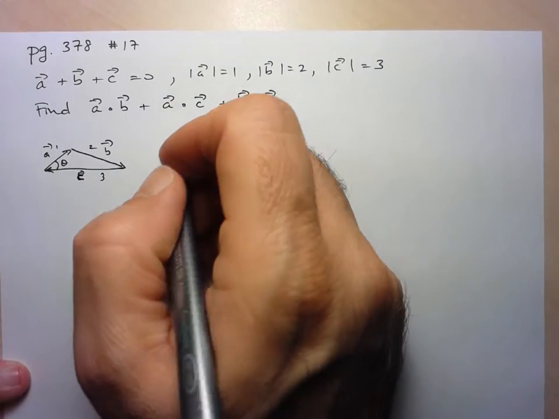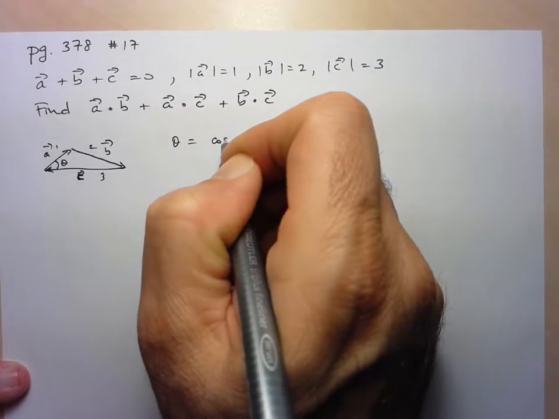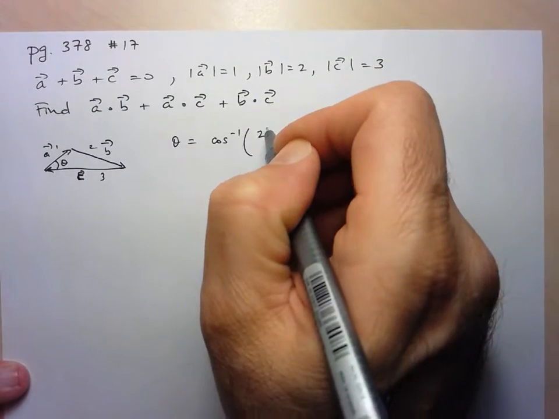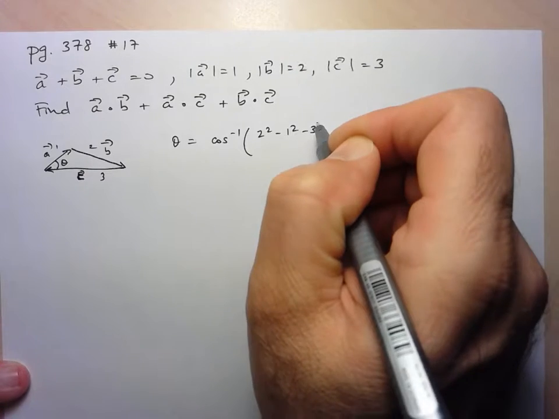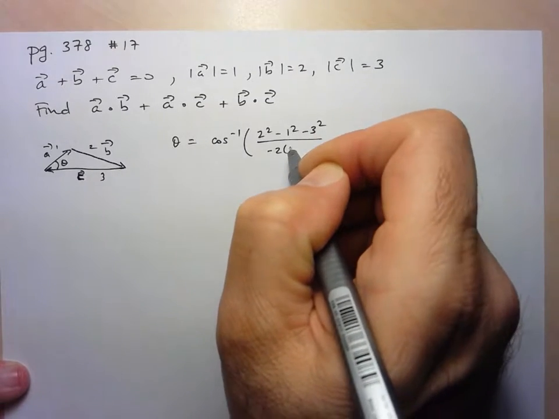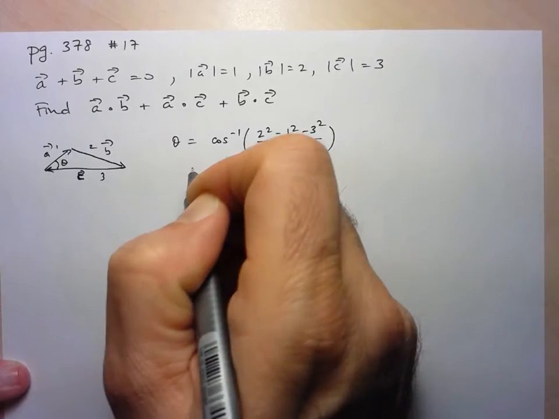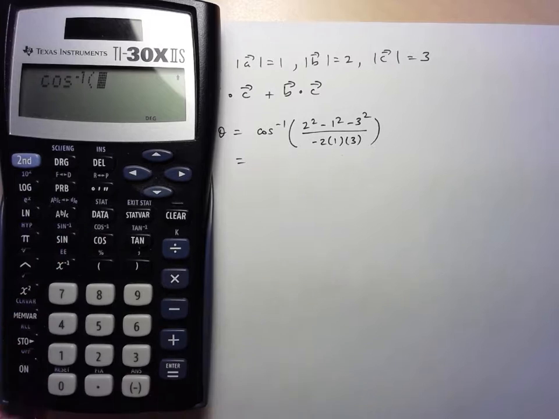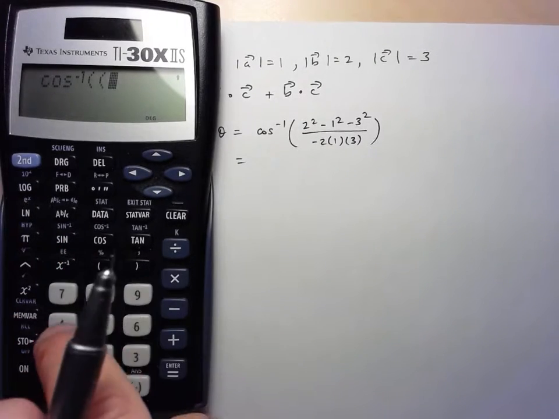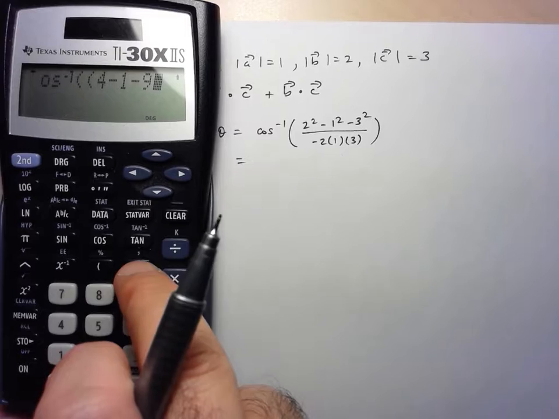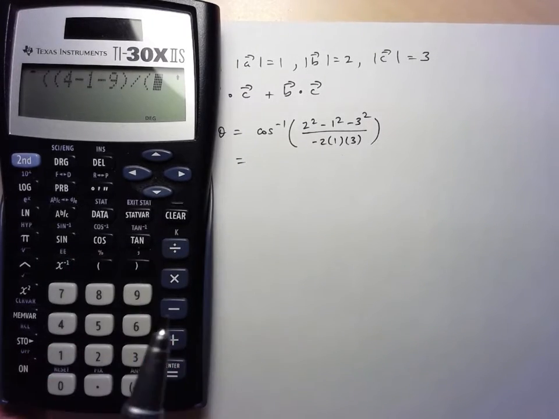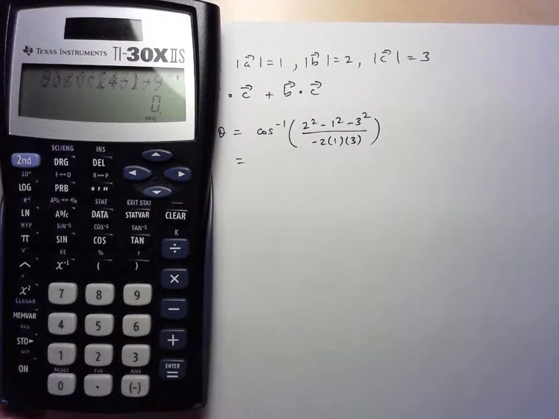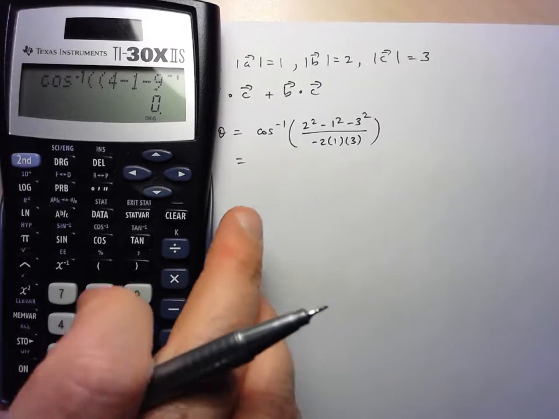Okay, so theta is going to be equal to cos inverse of, so its opposite side has magnitude 2, so 2 squared minus 1 squared minus 3 squared over negative 2 times 1 times 3. Let's figure out what that's equal to. So inverse cosine of 4 minus 1 minus 9 divided by negative 2 times 1 times 3. And I get that that angle is equal to 0.